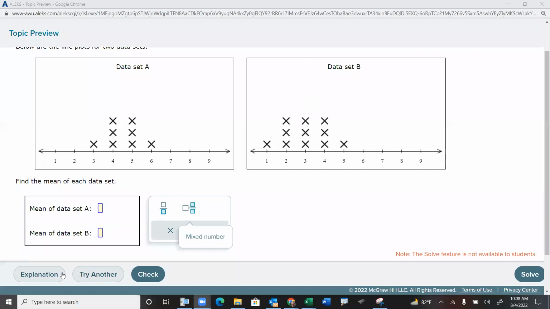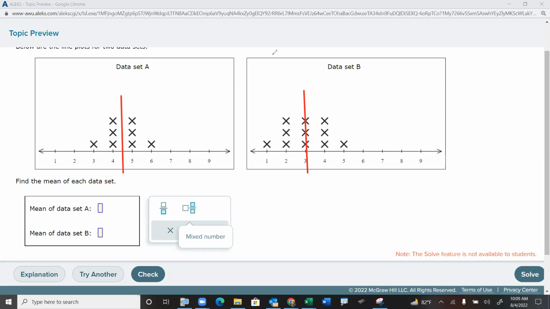Okay, so now one thing that they do give us that really helps on this is they made sure that the distributions were symmetric, and it says that in the name of the topic. So if you split it down the middle, then both sides are going to be mirror images of each other.